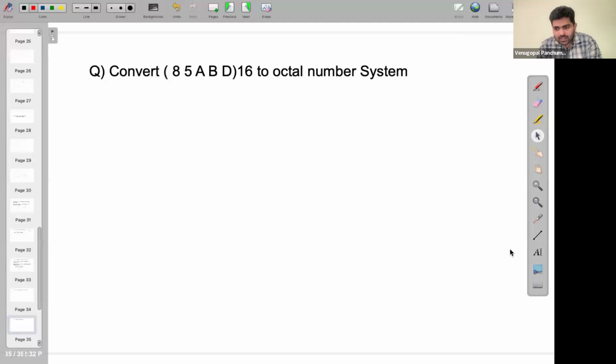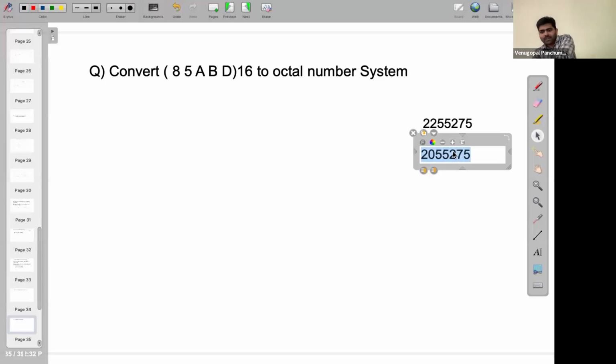Okay, I'm getting one answer, so I'll write it here. This is one answer I'm getting. Then I'm getting another answer also. I'll write it like this. 2055275. Many students are giving this answer. This is a slightly complicated question compared to previous questions, but not that complicated. You can solve it.